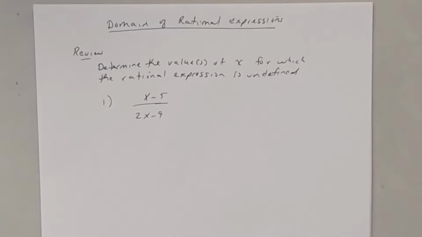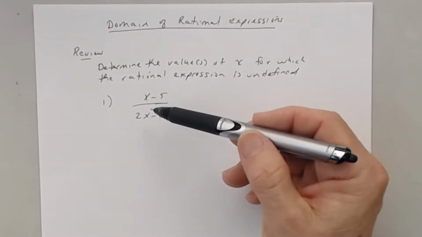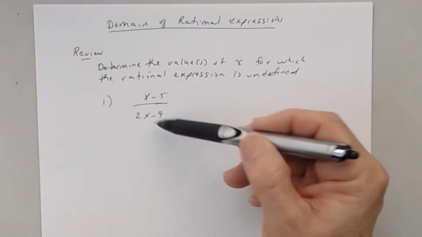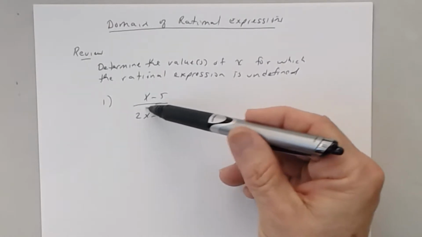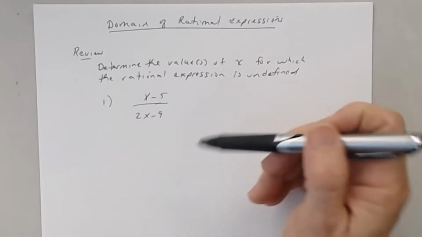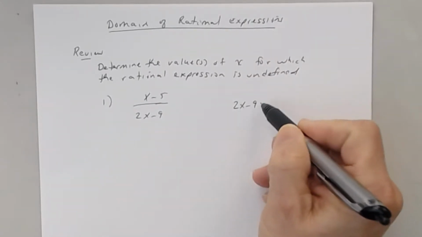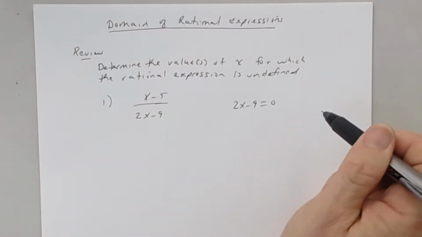So remember, a rational expression is undefined when what occurs? When the denominator is 0, because you can never divide by 0. It doesn't matter what the numerator is. The numerator can be any real number, even 0. It's the denominator that cannot be 0. So ask yourself, where is this denominator, 2x minus 9, equal to 0? All you do is take the denominator and set it equal to 0.